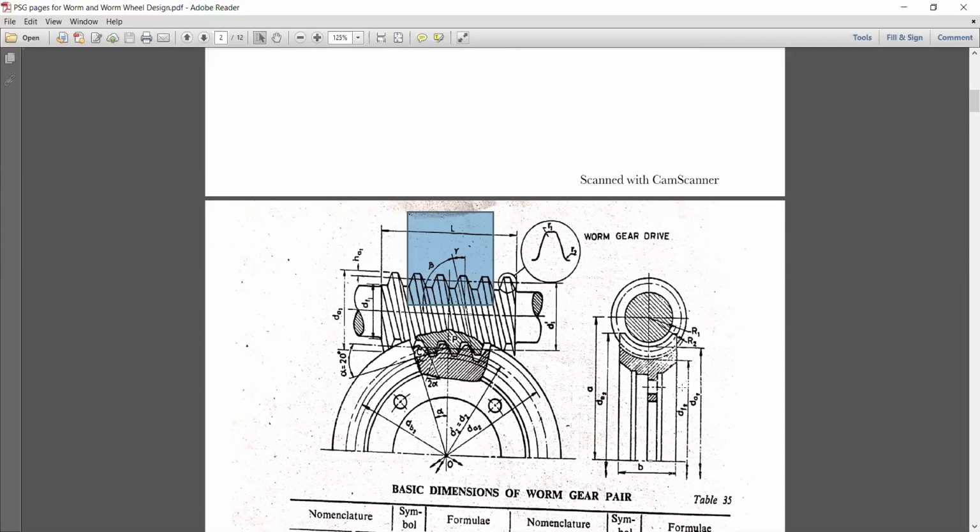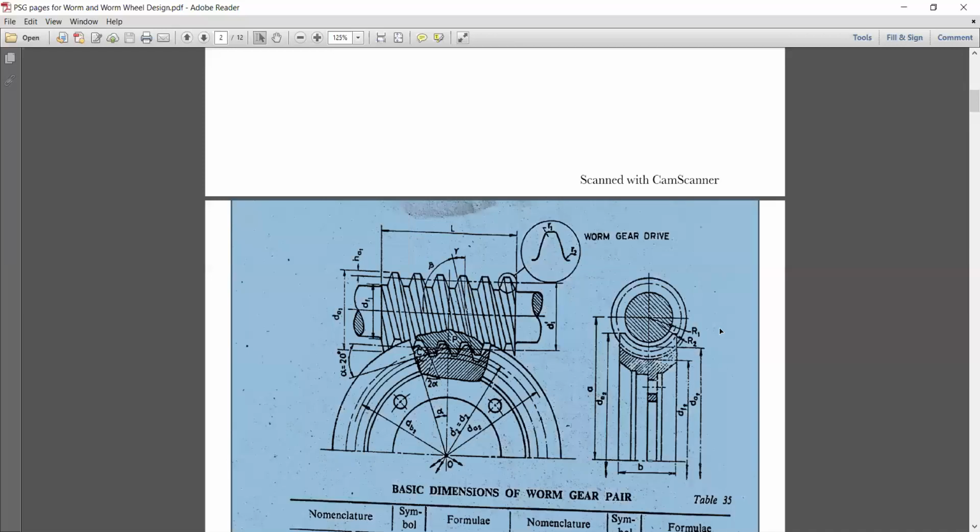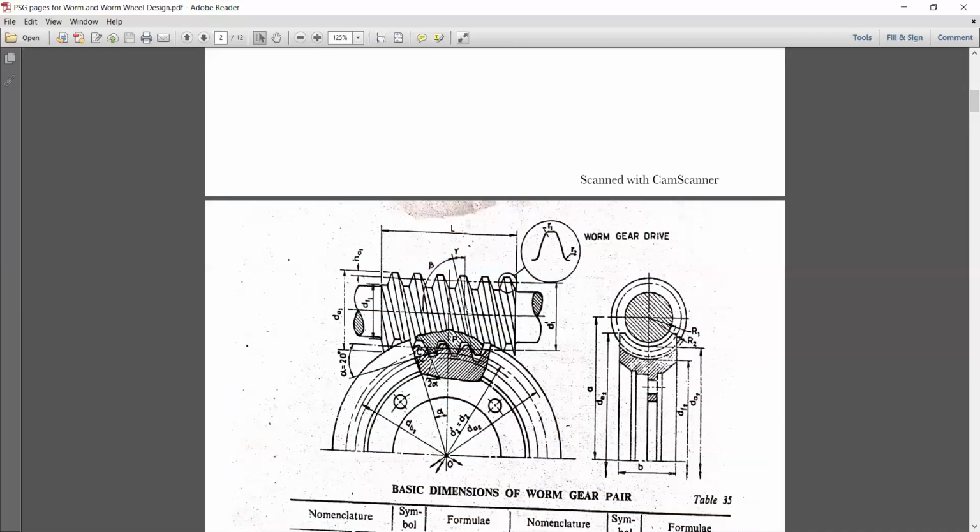Okay, so the combination of this and the lead angle. The lead angle of the worm is an angle made by the helix of the worm with the plane perpendicular to the axis of the worm, which is shown in the figure. So the helix angle beta 1 is equal to that lead angle. This combination we have considered for design.